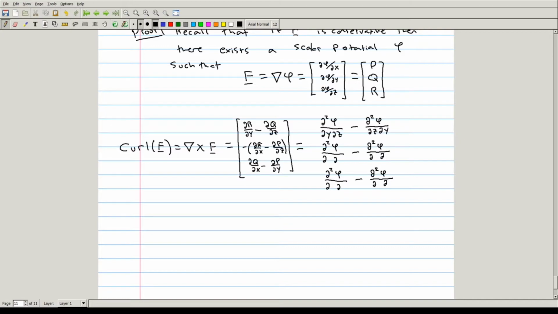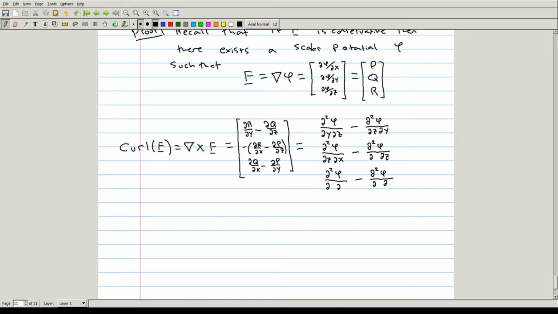So when we plug in for R, this negative sign hits this negative sign and makes it positive. So when I plug in for P right here, I get P is the x partial derivative of phi. And then we'll have the z partial derivative of that. And likewise, R is the z partial derivative of phi.